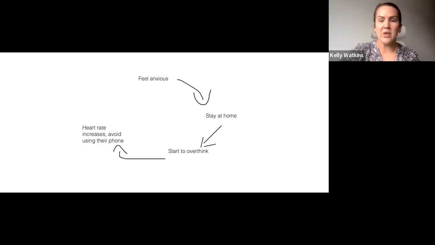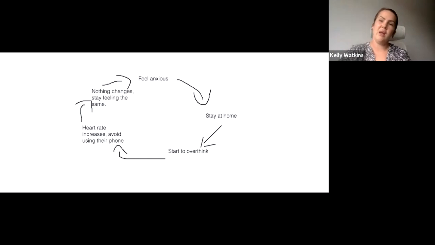So then, okay, they're feeling anxious, staying at home, they start to overthink, their heart rate increases, so they avoid using their phone. And then what does that do? Nothing really changes. They still feel anxious. Maybe they have FOMO because they're avoiding looking at the phone, but they may be imagining what other people are doing. So nothing changes. They stay feeling the same, and then go around to they still feel anxious.